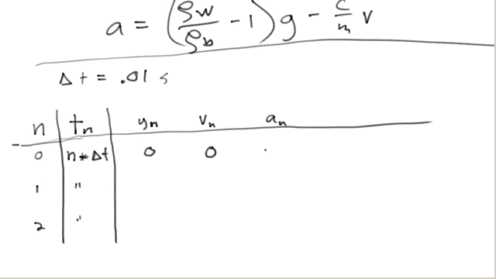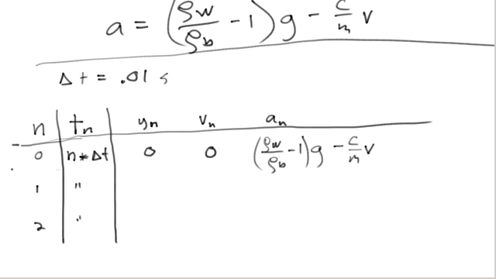But I think I'll write down the whole expression. So it's rho w divided by rho of the ball, the density of water divided by the density of the ball, minus 1 times g, the acceleration due to gravity, minus c over the mass of the ball times how fast the ball is going. Alrighty.